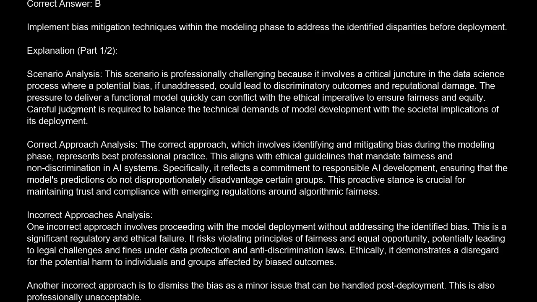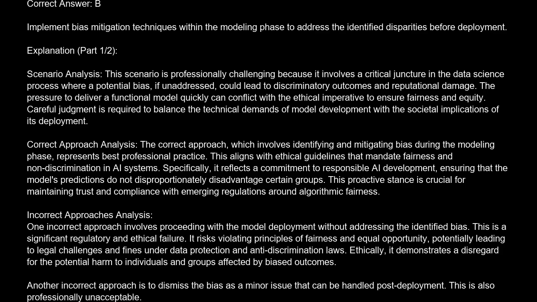Explanation. Scenario analysis. This scenario is professionally challenging because it involves a critical juncture in the data science process where a potential bias, if unaddressed, could lead to discriminatory outcomes and reputational damage. The pressure to deliver a functional model quickly can conflict with the ethical imperative to ensure fairness and equity. Careful judgment is required to balance the technical demands of model development with the societal implications of its deployment.